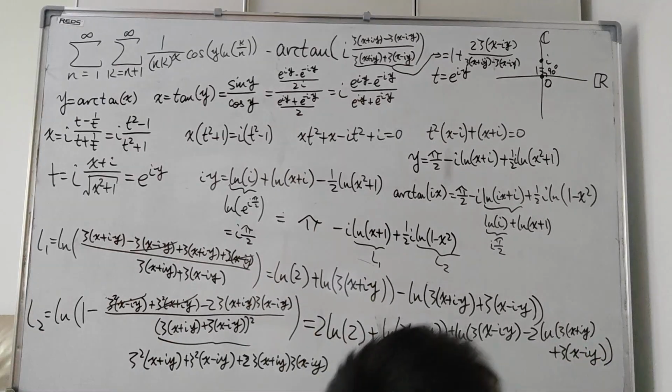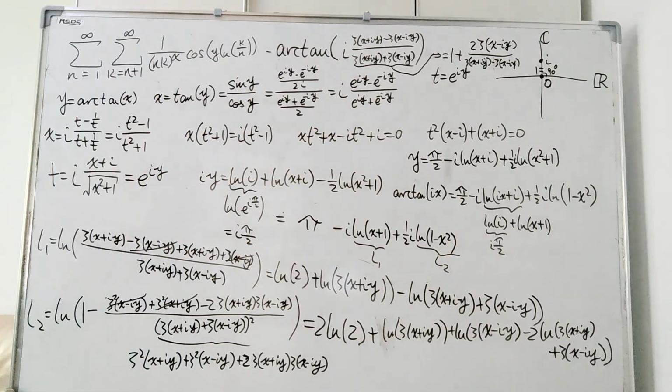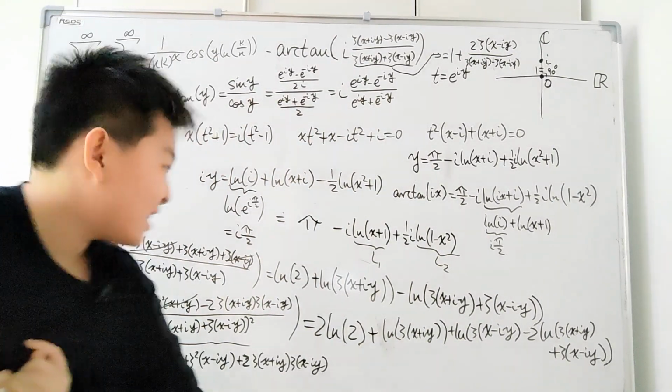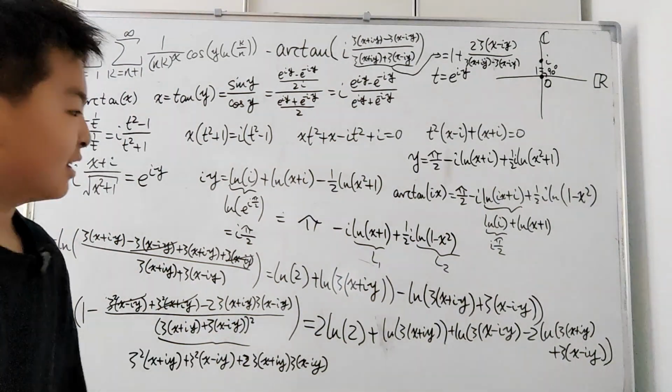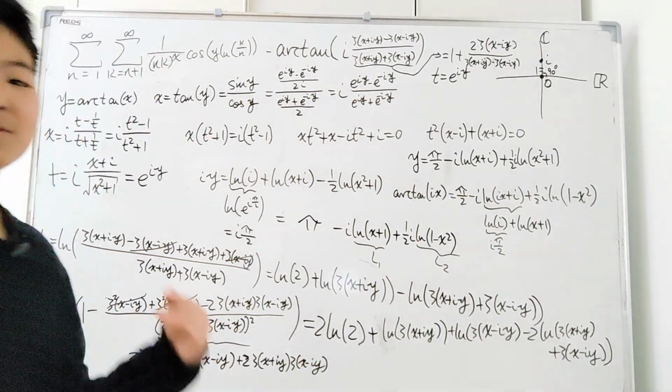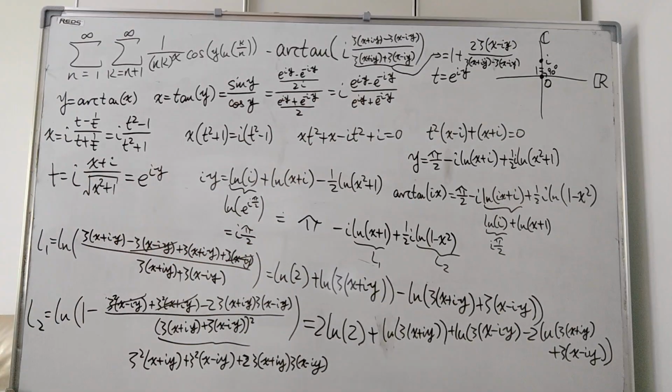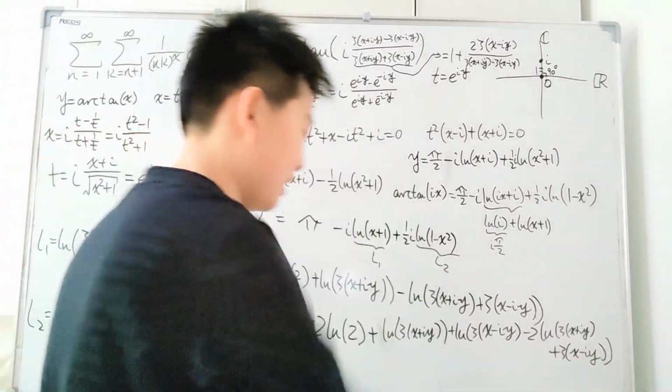Oh, I can stand up again. As you can see, there are our 2 values for L1 and L2. Now all we have to do is plug that in and take their sum. Then hopefully we'll do some simplifications, and then hopefully we are done with this angle.